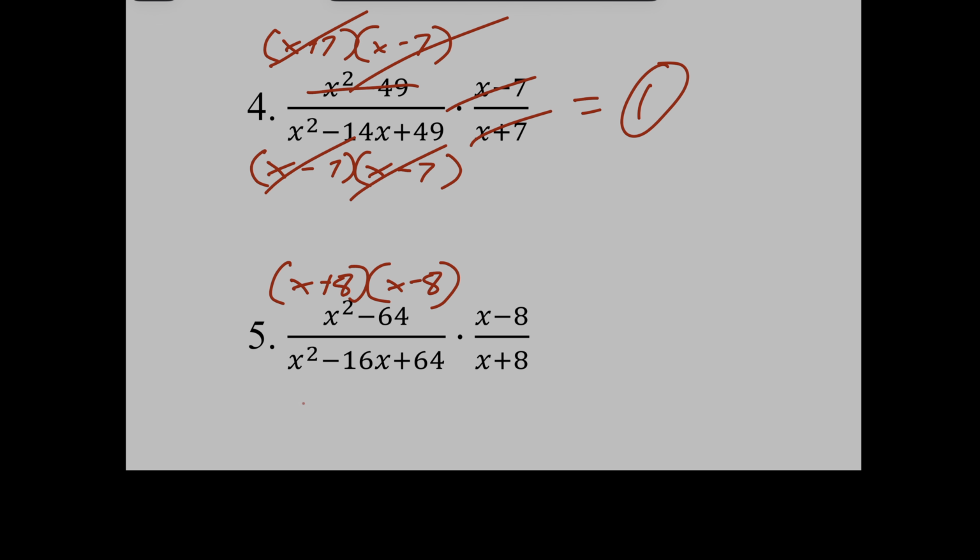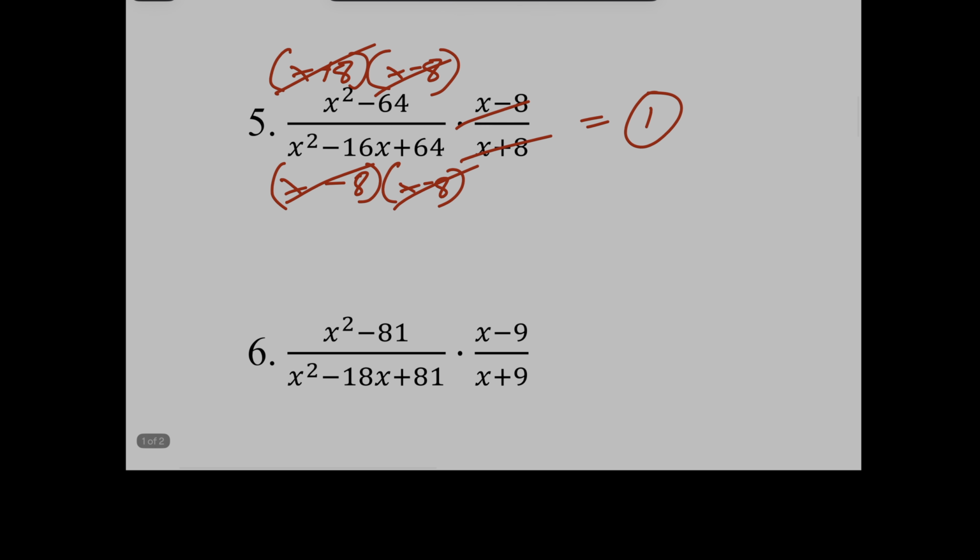And down here, we're going to get x minus 8 quantity squared, but I still think it's better to write it out like that. And I'm going to get a plus 8, a plus 8, a minus 8, a minus 8, a minus 8, a minus 8, and it's all going to equal 1. Let's go on to number 6.